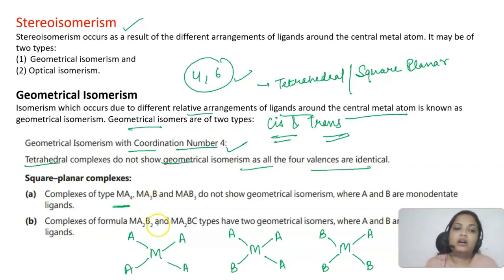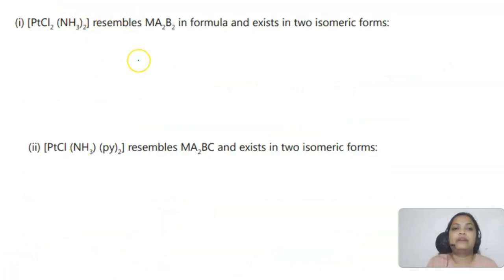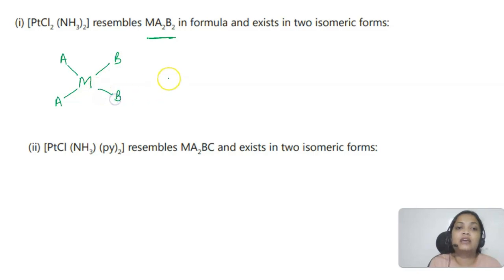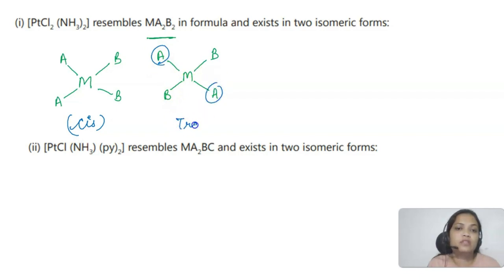So we can draw the isomers for Ma2B2 and Ma2BC types. Okay, how can we do it? Let us see that. So if we talk about Ma2B2, if the two A ligands are adjacent like this, okay, they can be arranged like this, or they can be arranged like this, A opposite to A and B opposite to B. So this form, the first one, will be known as the cis form. Okay, and here the two A ligands are opposite to each other, so this will be the trans form.